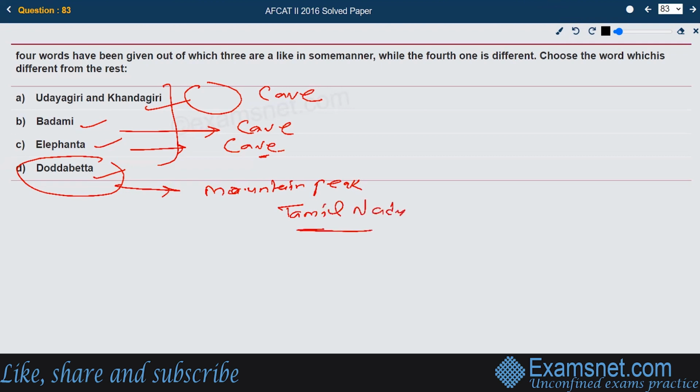Okay, this is the mountain peak which is available in the state of Tamil Nadu, India. Rest of them are caves. So the D option seems to be the odd one, and the right one also.